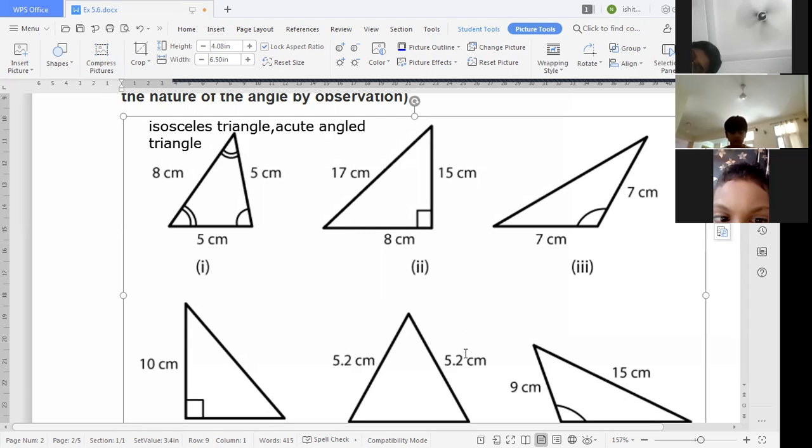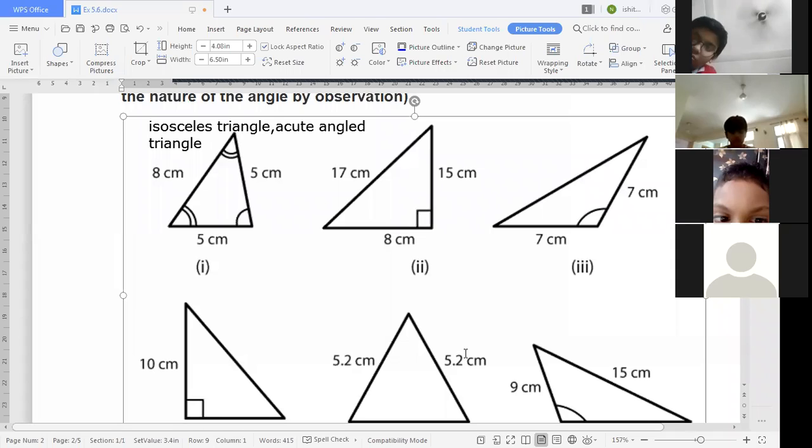Yes, Aryan Gautam unmuted. Tell me the next one. E part. Aryan Gautam. Yes, ma'am. E part. Tell me which type of triangle it is. Fifth one. Fifth part batao beta.